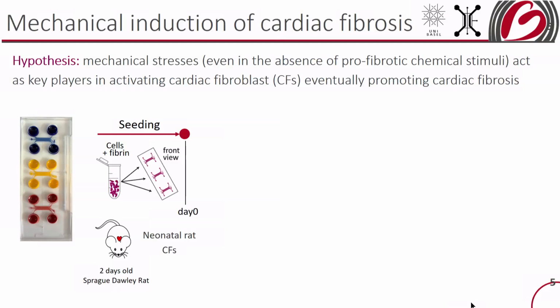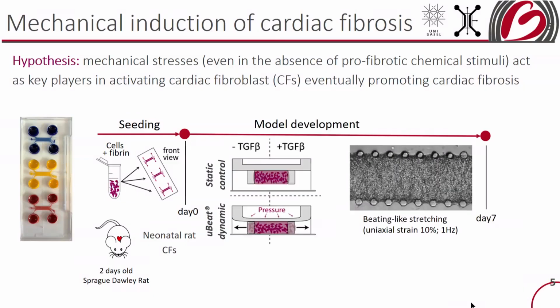To start with, we worked with a rat model first, so we seeded neonatal rat cardiac fibroblasts in the platform, and we compared the effect of mechanical stimulation with the more classical TGF-beta1 profibrotic stimulus. The mechanical stimulation we chose and tailored in this case is one resembling the heart beating, so a uniaxial strain with 1 Hz of frequency and 10% of intensity.